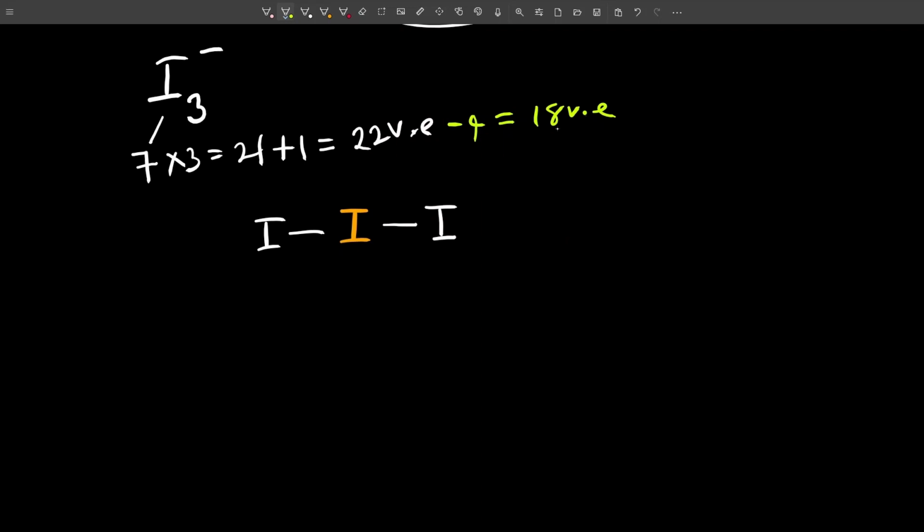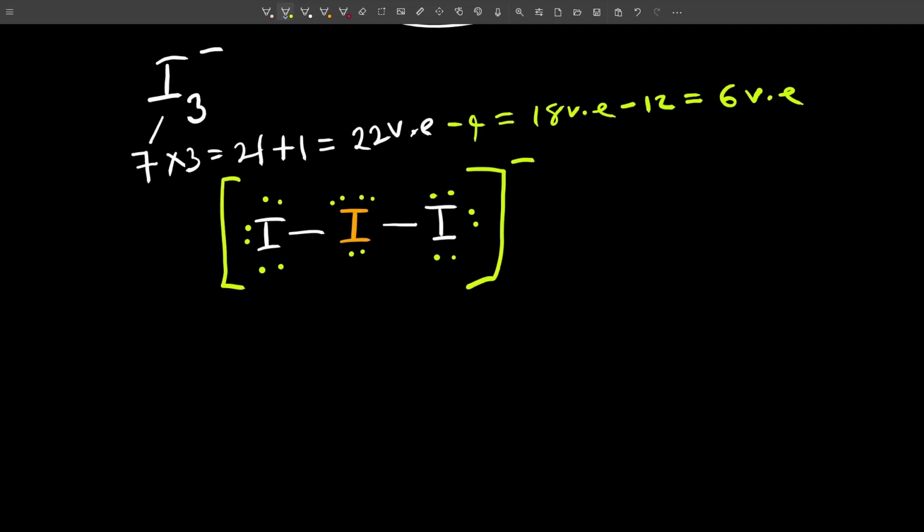So let's assign the valence electrons now to the terminal atoms. I've used up 6 here, and 6 here. That will give me 12. So remove 12 from this, and I'm going to have 6 valence electrons remaining. What do I do? I will assign them to the central atom. So I have 1, I have 2, and let me put the last one down here. This is the Lewis structure of I3 minus. We have to put this in square brackets since it's an ion.